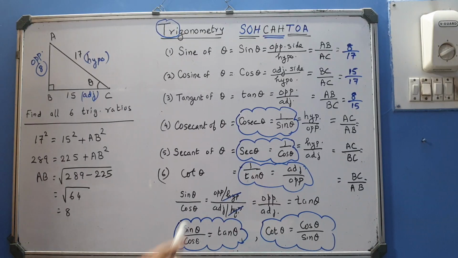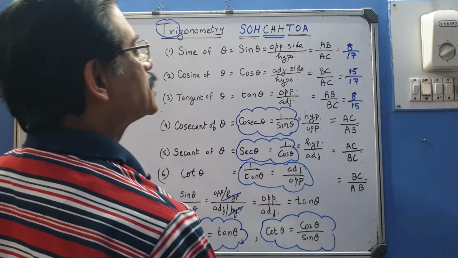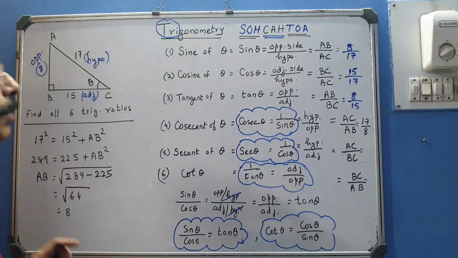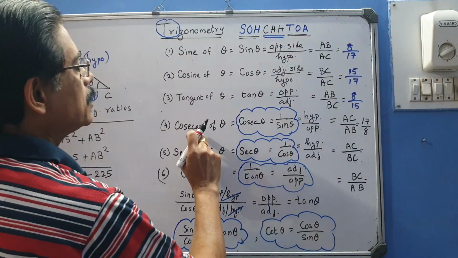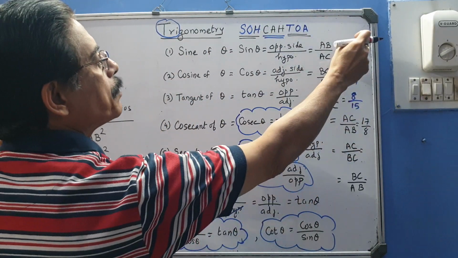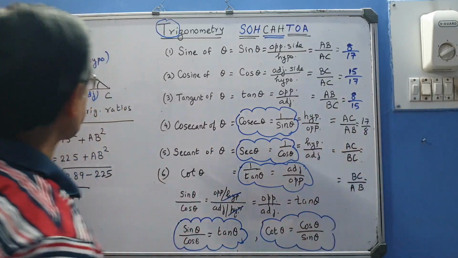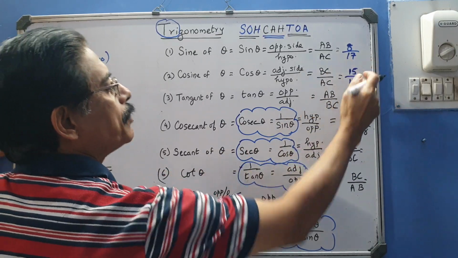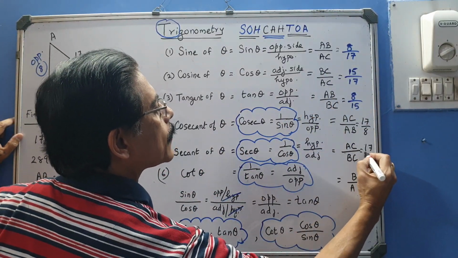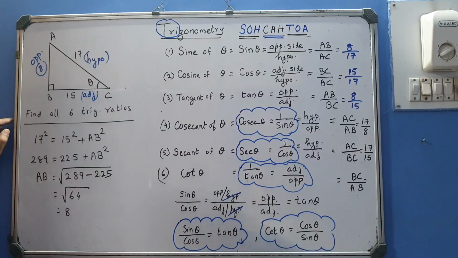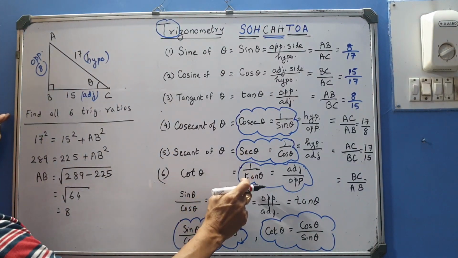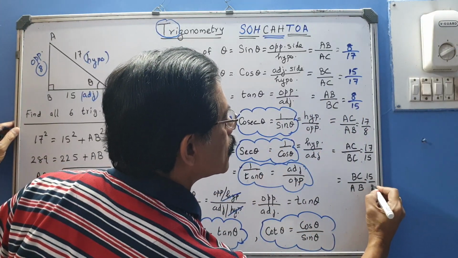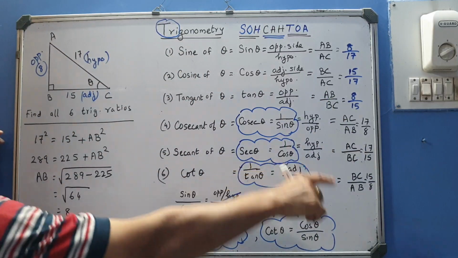Now cosec theta is the reciprocal of sin theta. Sin theta is 8 by 17, so this is going to be 17 by 8. We can make it into a mixed fraction. Now sec theta is the reciprocal of cos theta. Cos theta is 15 by 17, so this will be 17 by 15. Now cot theta is the reciprocal of tan theta. Tan theta is 8 by 15, so this will be 15 by 8. We can make the mixed fraction there.